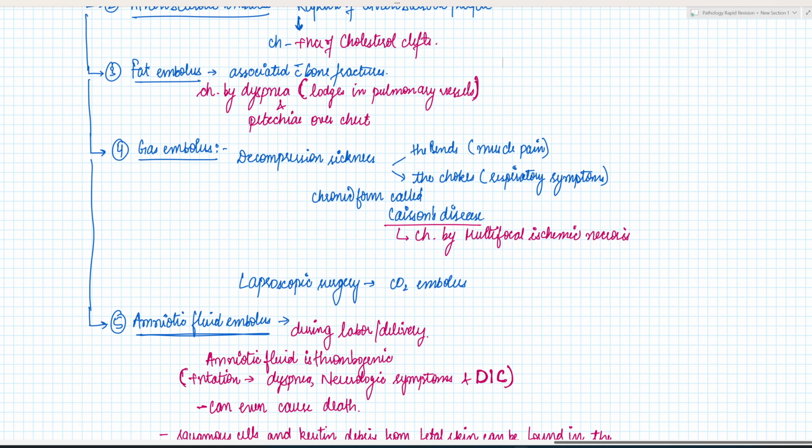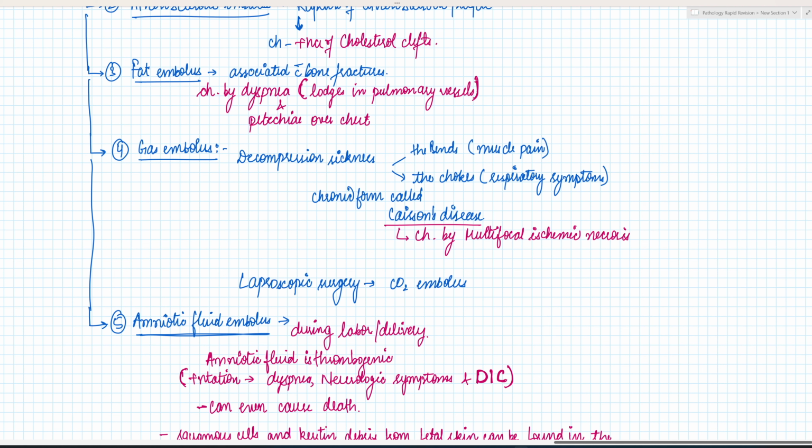Fourth one is gas embolus. As the name suggests, here the gas molecules or the gas bubbles are the culprit, and they cause a blockade of the vessel. The most common syndrome or illness here is decompression sickness.